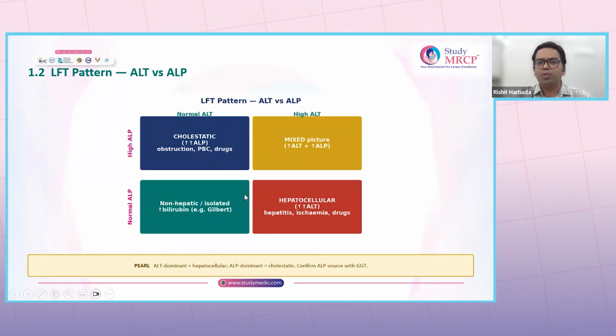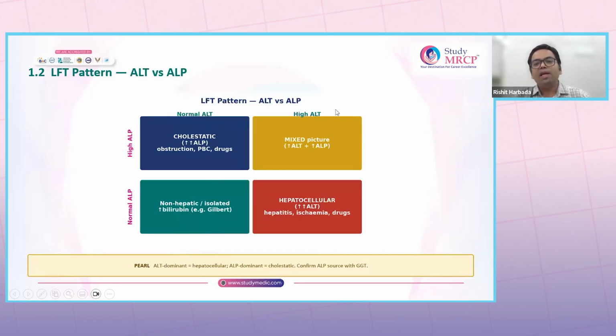So this is a very simple flow chart. We are going to see that if the ALT is increased along with the liver enzymes, but the ALP is normal, then this is usually going to be hepatocellular. And if the alkaline phosphatase and GGTP are increased, it is suggestive of obstruction, primary biliary cirrhosis, or drugs. If the ALP is normal and the liver enzymes are normal, you will only have isolated hyperbilirubinemia, then it's going to be Gilbert's or other diseases.